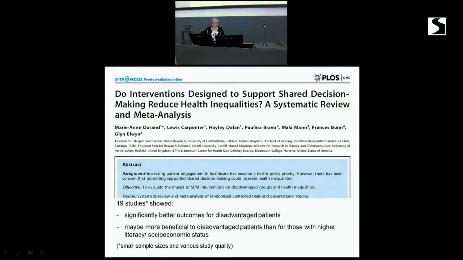Marianne Durand did a review of 19 studies that showed significantly better outcomes in disadvantaged populations, and it may be more beneficial to disadvantaged patients than those with higher literacy or socioeconomic status. One of the barriers when it comes to implementing decision aids is that physicians or healthcare professionals will say, oh, it's not relevant to that patient. They don't have high enough literacy to use a decision aid with that patient. But in the studies that have actually been conducted with lower literate populations, we see much higher gains in knowledge in that group than we do in the more moderate socioeconomic status.